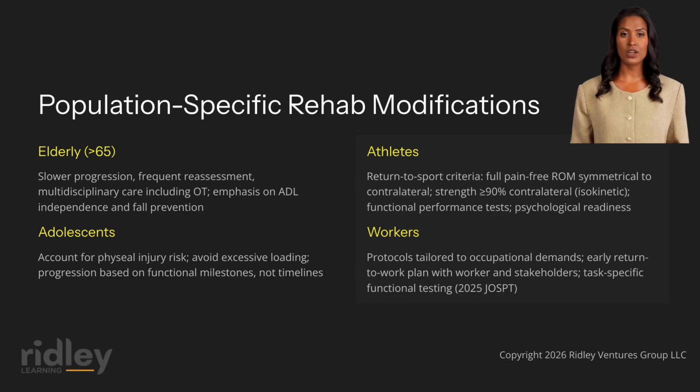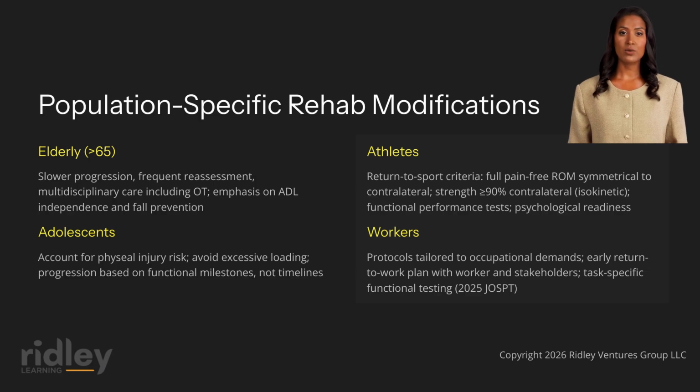Rehabilitation protocols require careful modification based on patient population. For elderly patients over 65 years, the AAOS guideline and the American College of Surgeons Best Practices Guidelines for Geriatric Trauma Management recommend slower progression, frequent reassessment, integration of multidisciplinary care including occupational therapy, and emphasis on independence in activities of daily living and fall prevention.